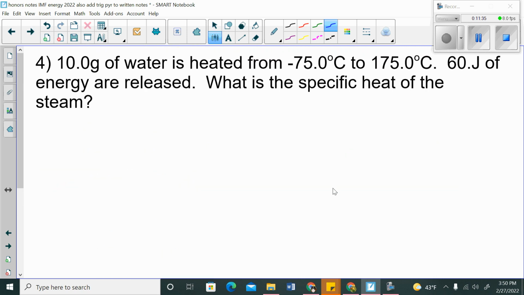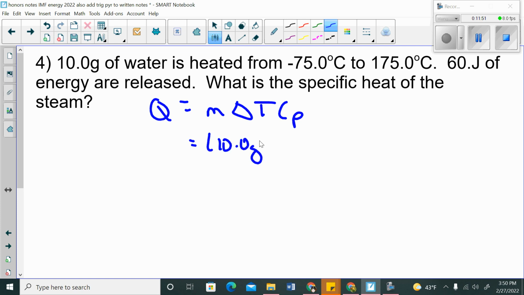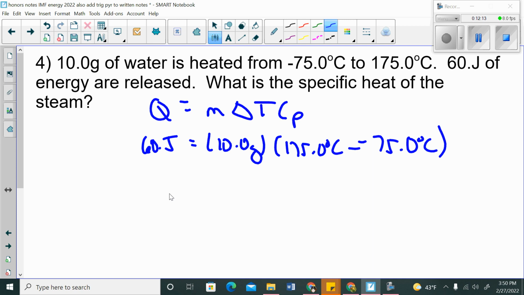All right, I believe this is my last example. Okay, last example now. Again, it's the Q equation. Let's see what we have. 10 grams of water is heated from negative 75 degrees Celsius to 175 degrees Celsius. So 175 is our final temperature, and it started at negative 75. 60 joules of energy are released. What is the specific heat of the steam?